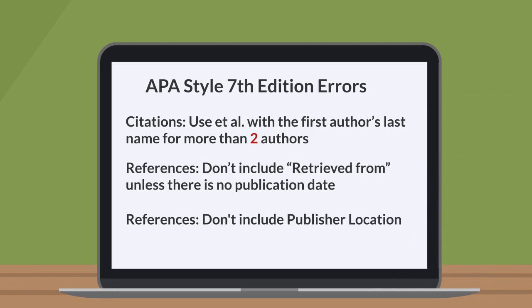Publisher location information is no longer included for book references. You still include the publisher's name, but no longer include their location. And student papers no longer include running heads on the title page or anywhere else. In addition to those changes, here are some other common mistakes.